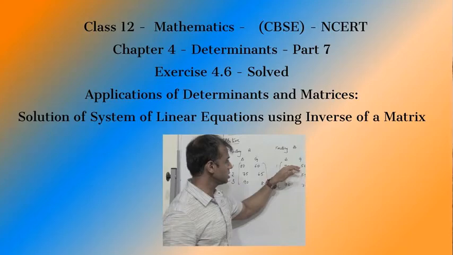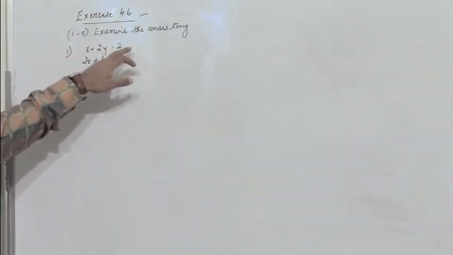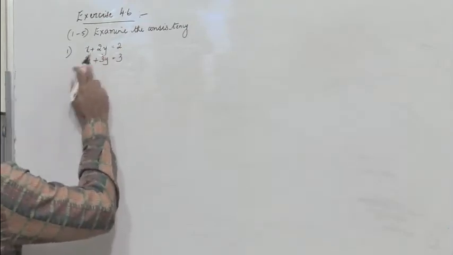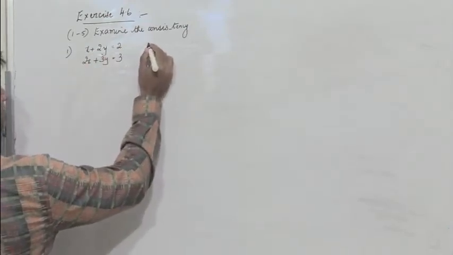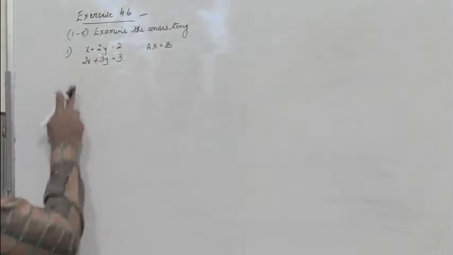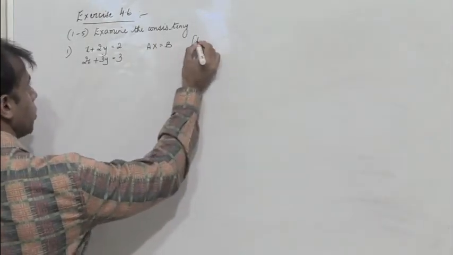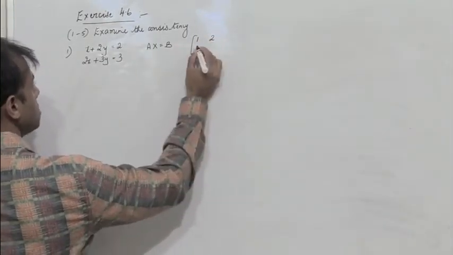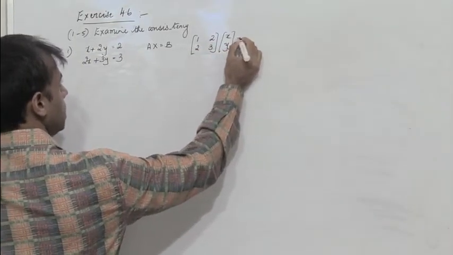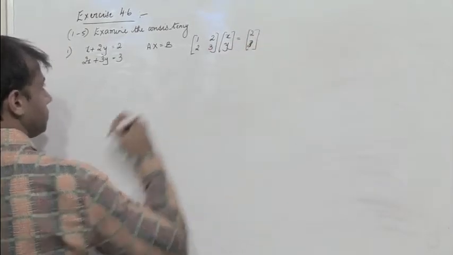Now let us solve all the problems given in exercise 4.6. So problem 1 to 5, we need to examine the consistency of the given equations. So here I have two equations. So let me write it in the form of Ax equal to B, where A is a 2 cross 2 matrix with the coefficients of x and y, right? So I have coefficient of x is 1, y is 2, x is 2, y is 3, and then the unknowns x, y equal to matrix B, which is 2, 3.